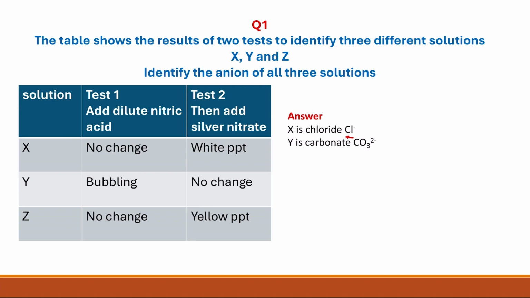Solution Z, there is no change when dilute nitric acid was added, and then when silver nitrate is added, there is a yellow precipitate. Again, this is the test for halides, and what gives a yellow precipitate is iodide. So the anion in solution Z is iodide.